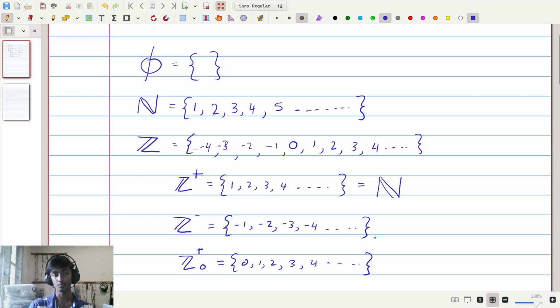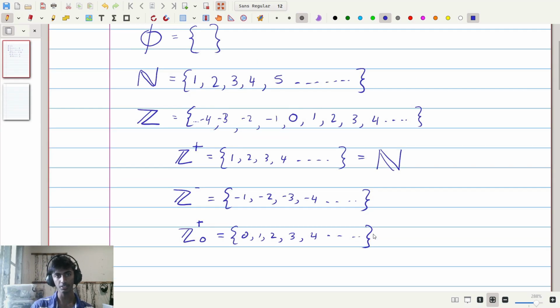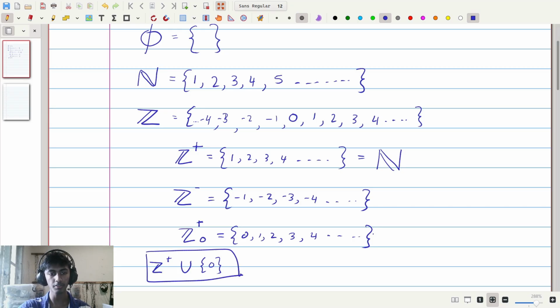In some applications, some questions, it is required to have this. Sometimes we might write this as the set Z plus union the set of just 0. We might write this, but it is often more convenient, instead of writing this, to just write a 0 at the bottom and call it a day.